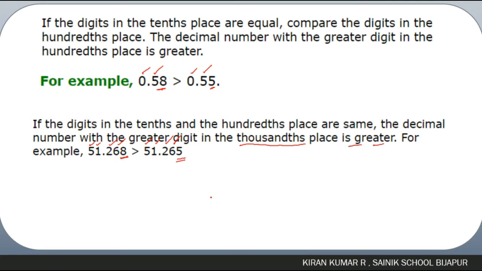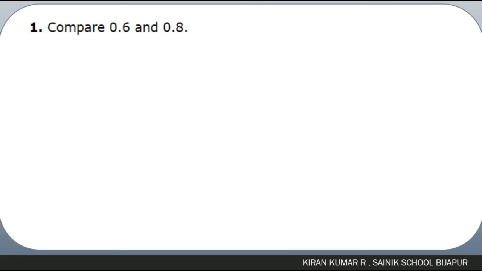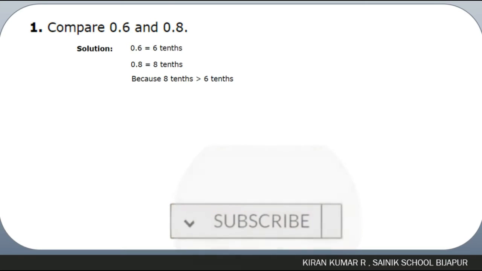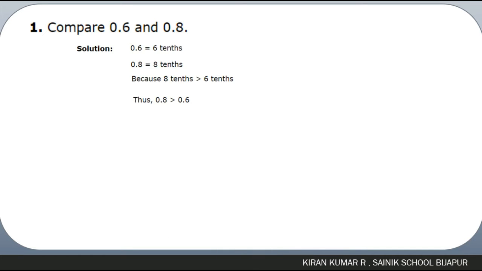Let's solve a few questions on comparison of the decimals. First question here is compare 0.6 and 0.8. Let us solve that. 0.6 is having 6 in the tenths place, so the number is 6 tenths. 0.8 is 8 tenths. Since 8 tenths is greater than 6 tenths, we can say that 0.8 is greater compared to 0.6. Let's look at the next question.